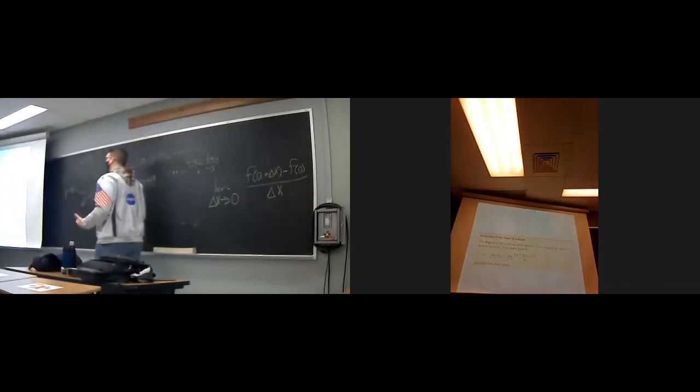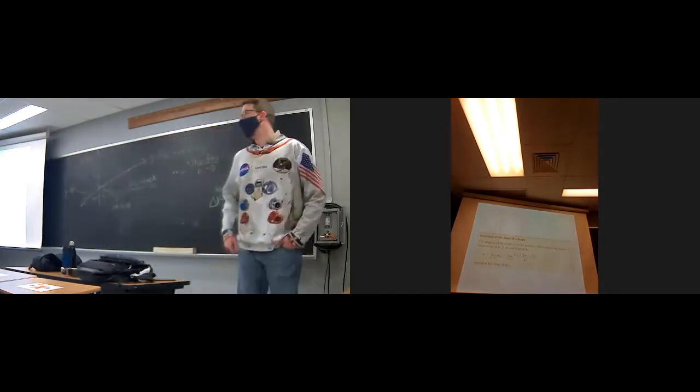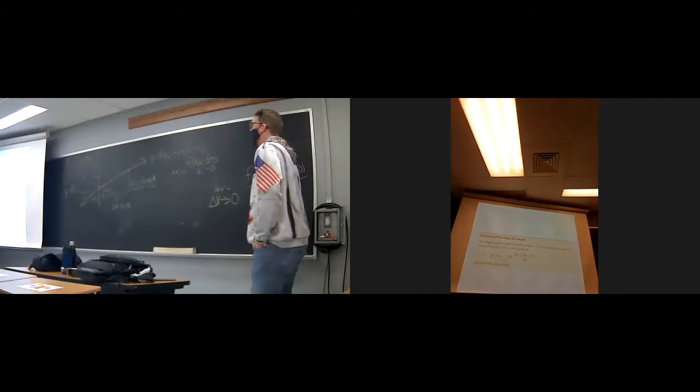This gives us the definition for the slope of a graph. For any function f of x, the slope of its tangent line is given by this equation. And we also say that this is the slope of our function.